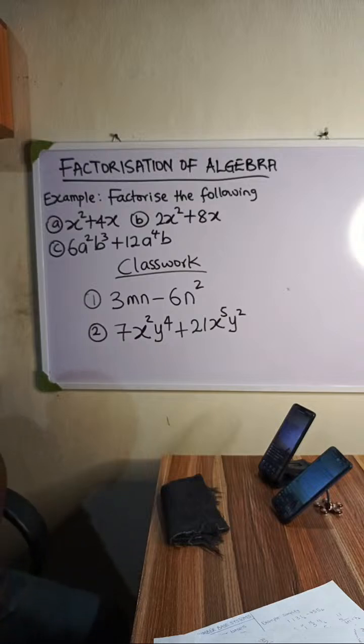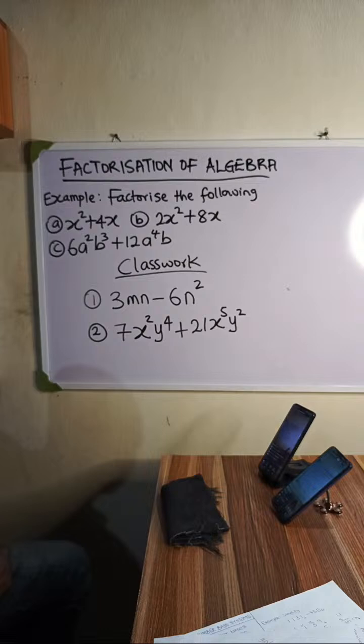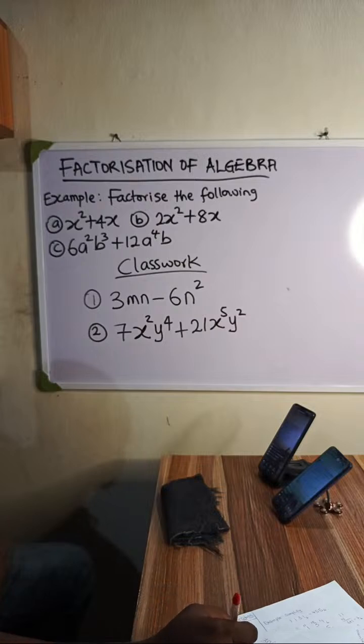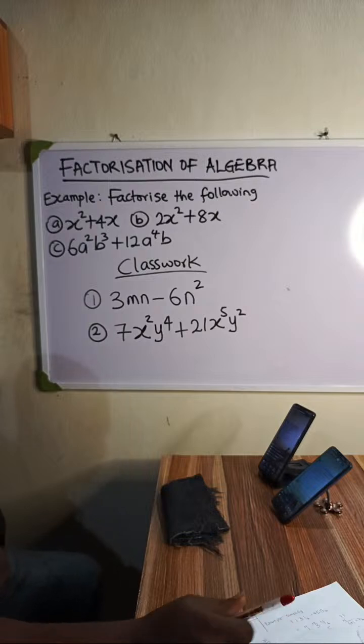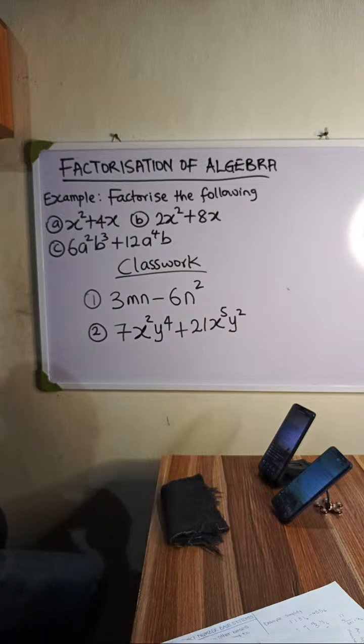Bismarck also said for the second option, 7x squared y squared, parenthesis, let me write your answer down. 7x squared y squared, parenthesis, y squared plus 3x cubed. Okay. So who on TikTok has gotten the answer for the second question?